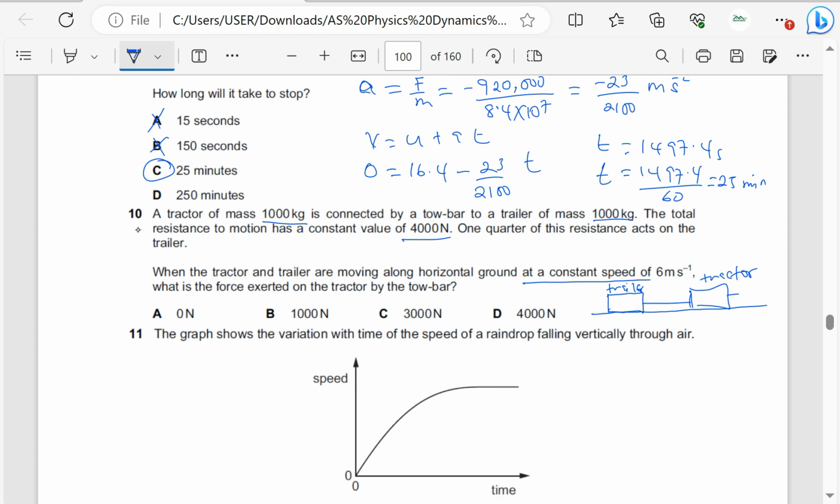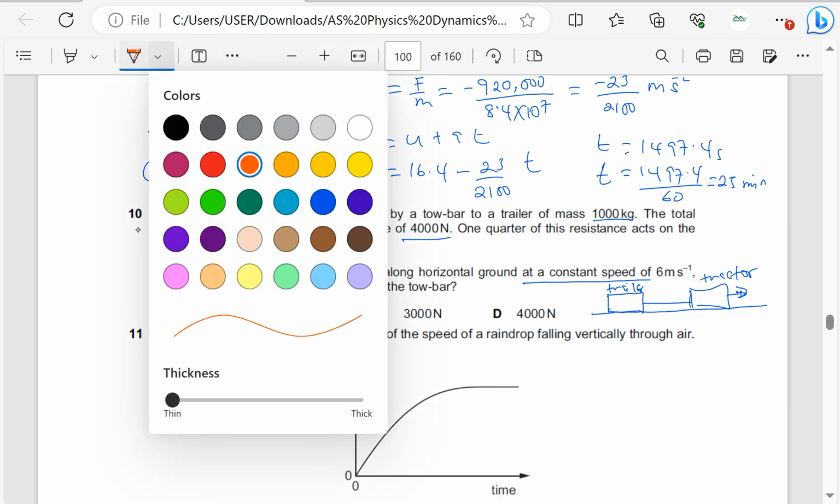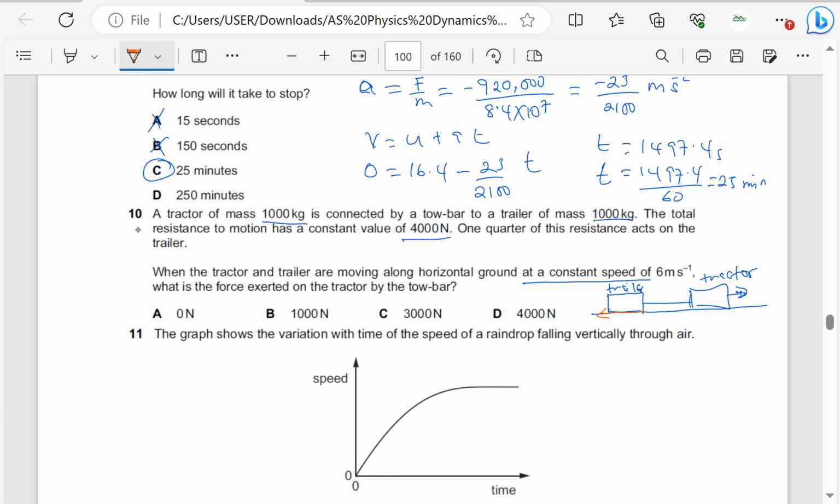So, of course, the tractor is the one which is moving the trailer. So the resistance here, I'll change the color. The resistance here on the trailer is 1/4 of 4,000, which is 1,000 newtons. Since they are moving at a constant speed, the acceleration is equal to 0, so the resultant force is 0. So there is tension here.